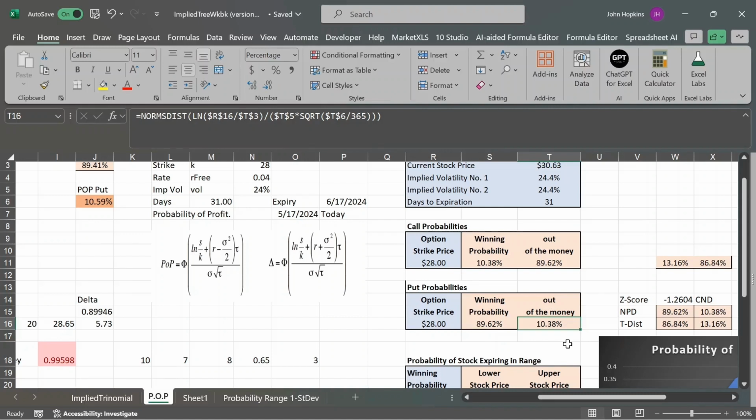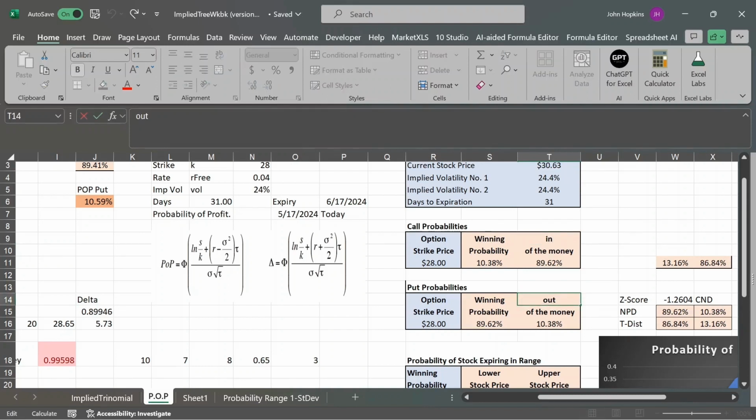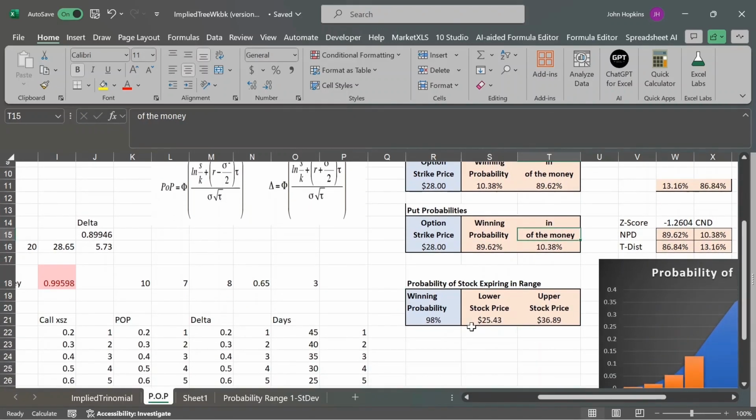Well, that's not quite phrased right. The probability of being in the money is 10%. Just delete that. That's better. And the probability of the stock expiring in a range at 98% probability is between $25 and $36.89.